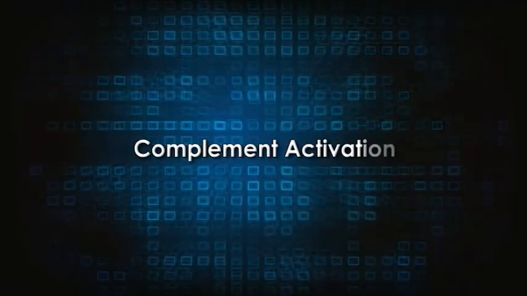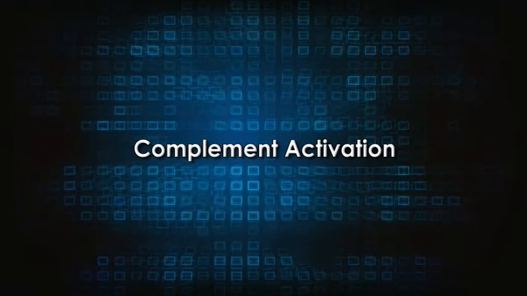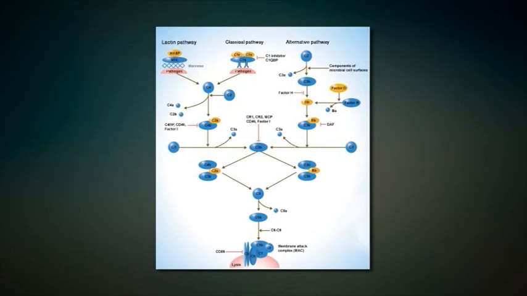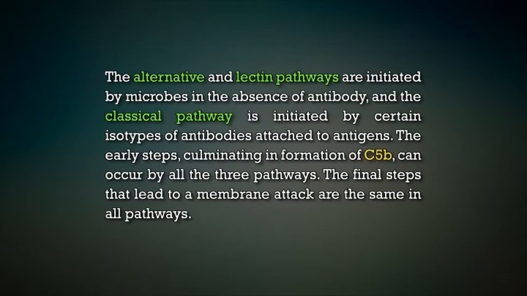Now let us see the process of complement activation. This figure outlines the pathways of the complement activation. There are three major pathways of complement activation. The alternative and lectin pathways are initiated by microbes in the absence of antibody, and the classical pathway is initiated by certain isotypes of antibodies attached to antigens. The early steps culminating in formation of C5b can occur by all the three pathways. The final steps that lead to a membrane attack are the same in all the pathways.